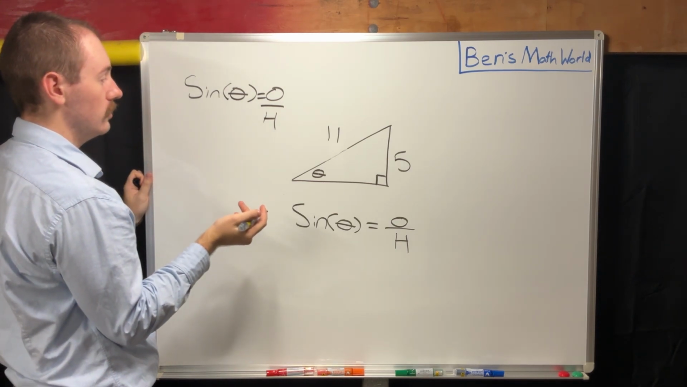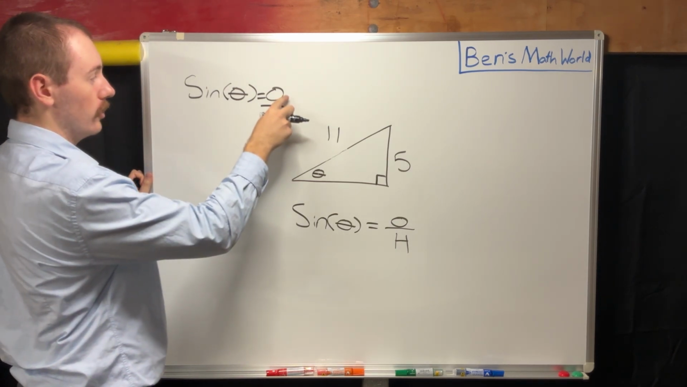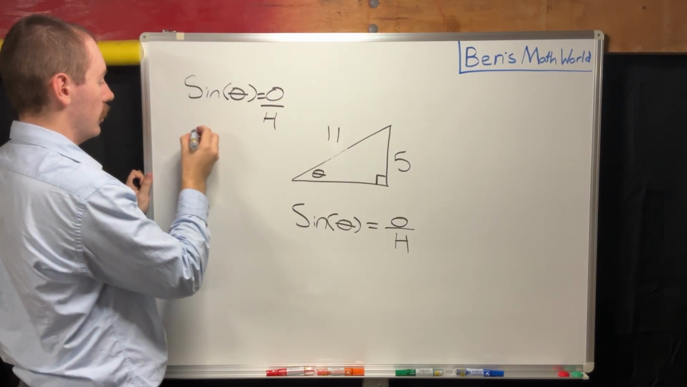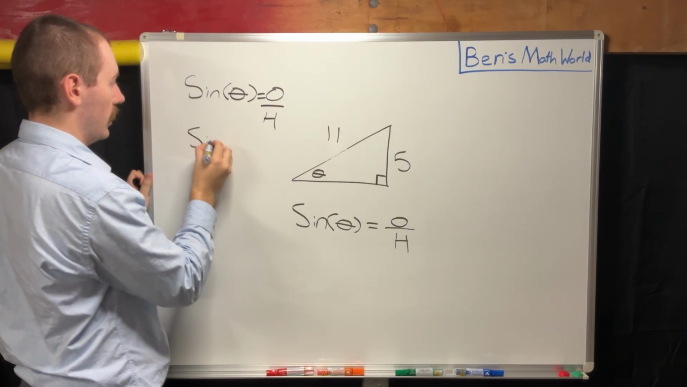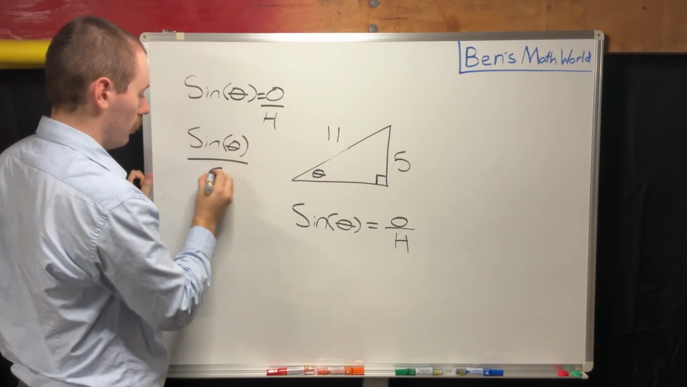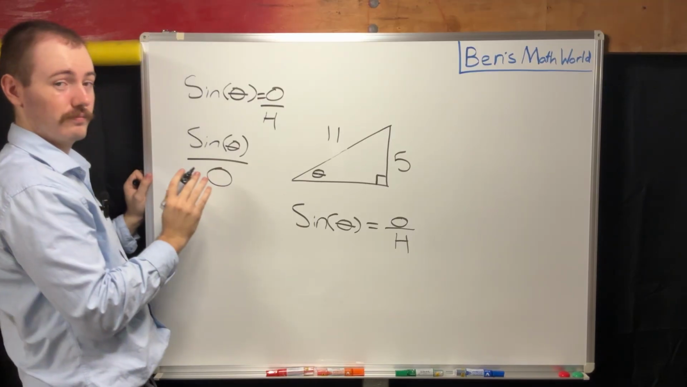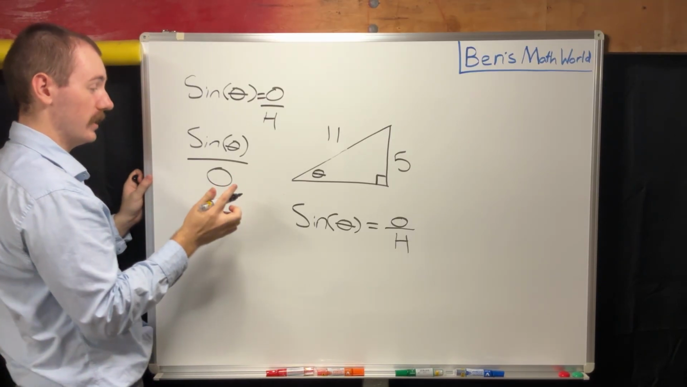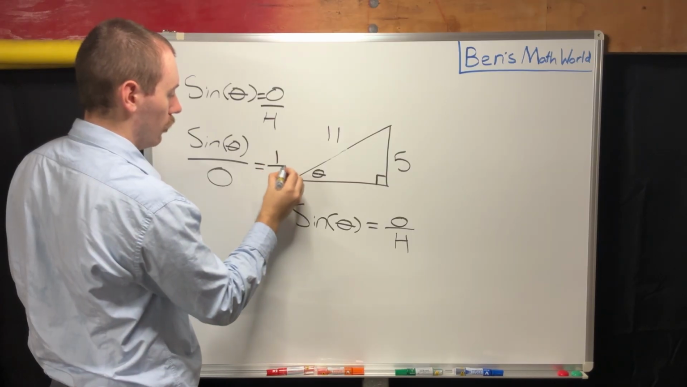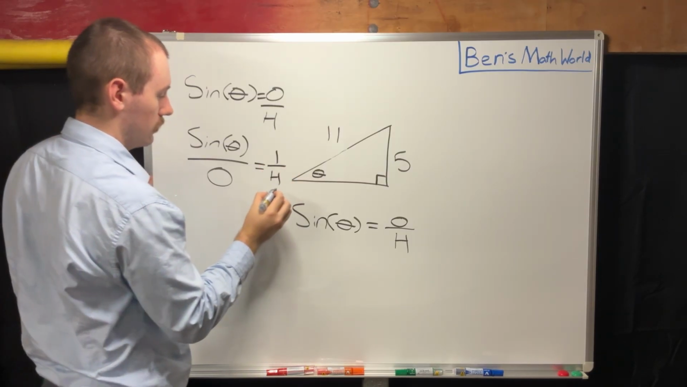So this time we're trying to find the hypotenuse. So what we're going to do is divide both sides by the opposite. So we're going to have sine theta over opposite. Now that's not a 0. Obviously, if you divide by 0, it'd be undefined.